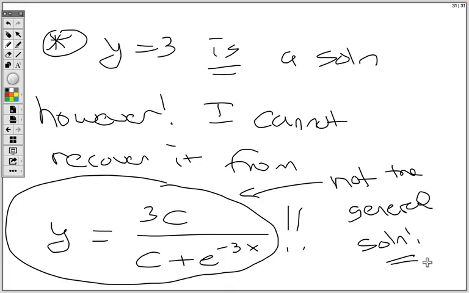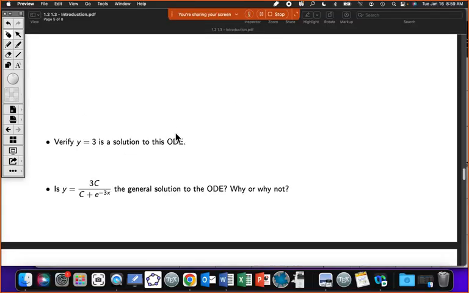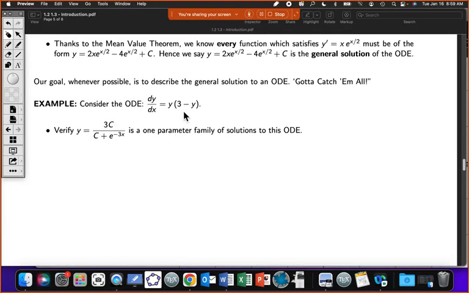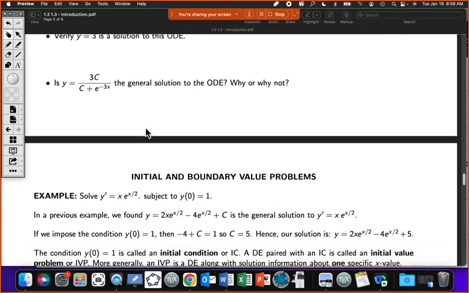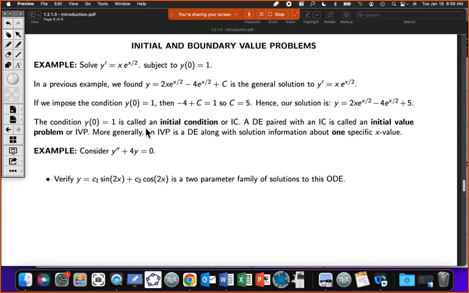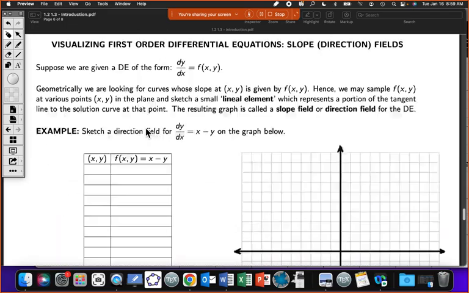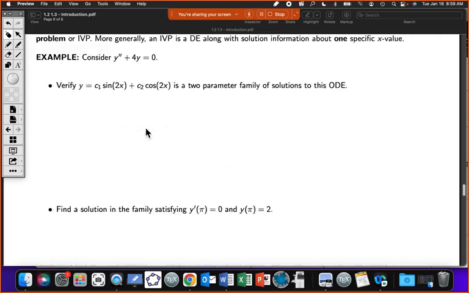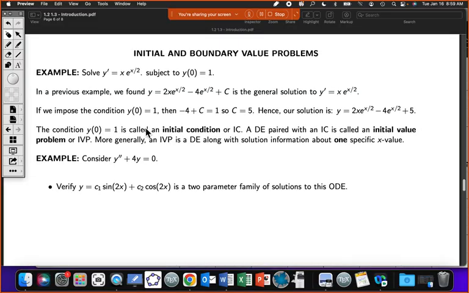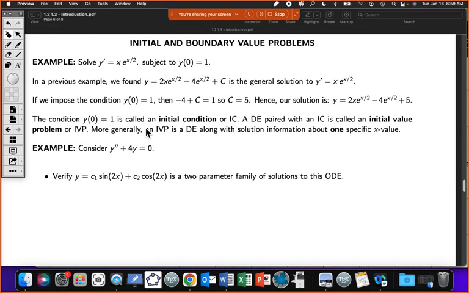But the point is, that's not the general solution. We will have a method next week to help us solve this equation, and in doing that method, we'll be able to make sure we capture all of them. Okay. Yeah, I think we're just going to call it there.